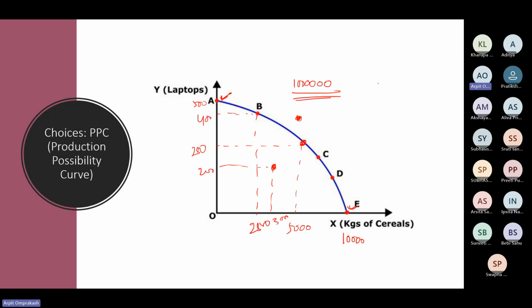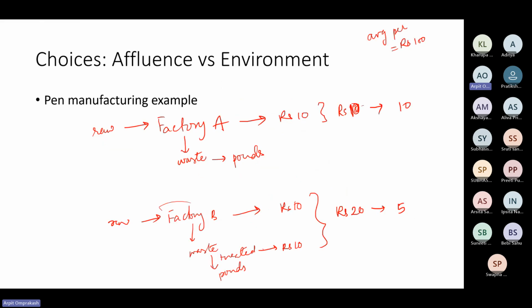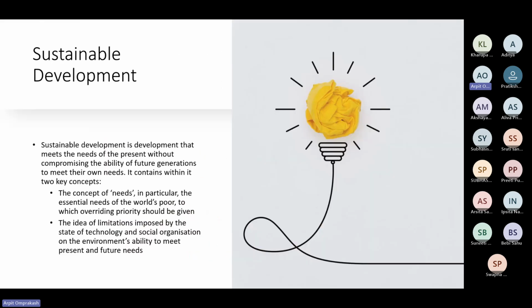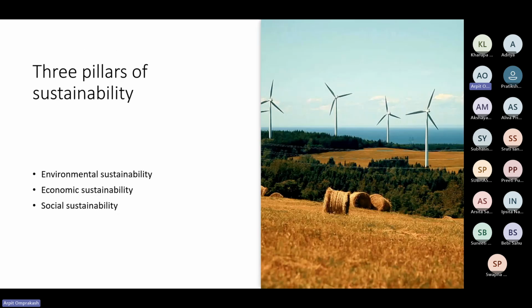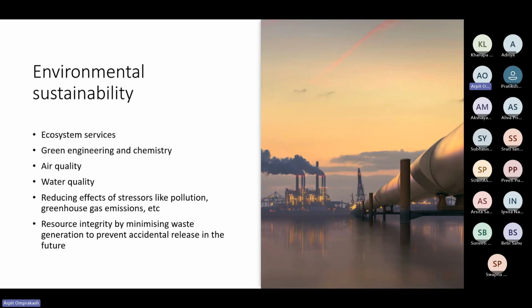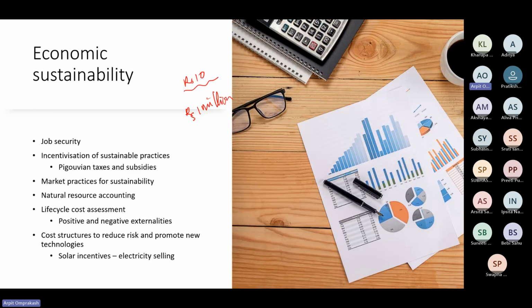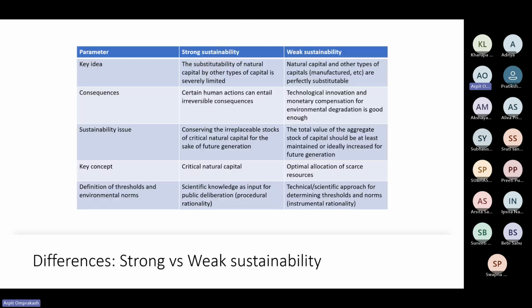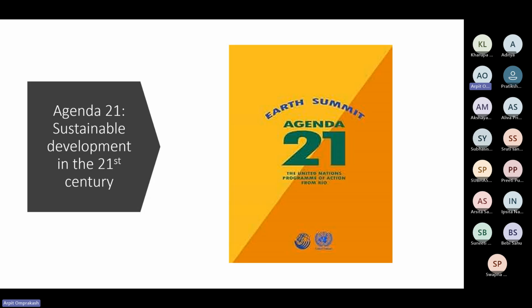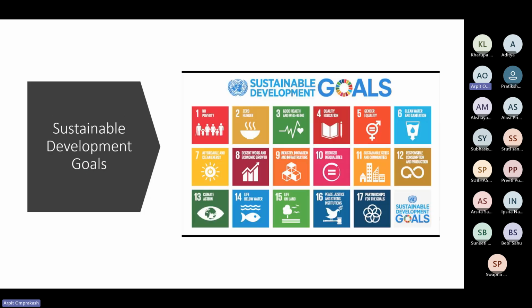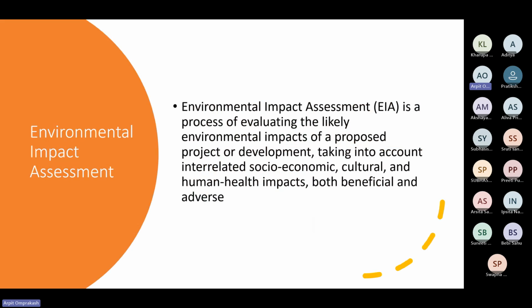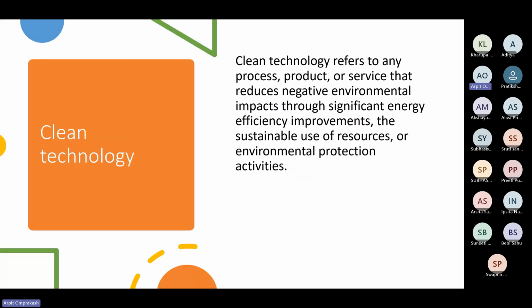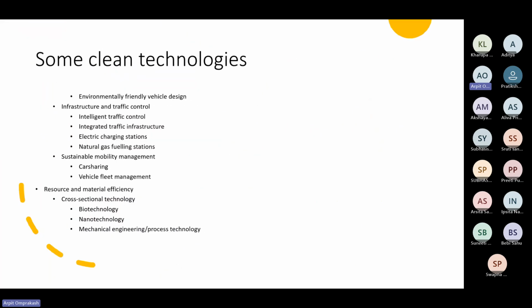We talked about the production possibility curve and how we have choices between affluence and environment. Sustainable development encourages us to take choices that are more towards the environment and less towards affluence. Then we talked about the three pillars of sustainability: environmental sustainability, social sustainability, and economic sustainability. And we talked about the triple bottom line. We talked about weak and strong sustainability, and how they are different. We talked about how sustainable development goals are set. And we talked about environmental impact assessment, clean technology, and some examples of clean technology.